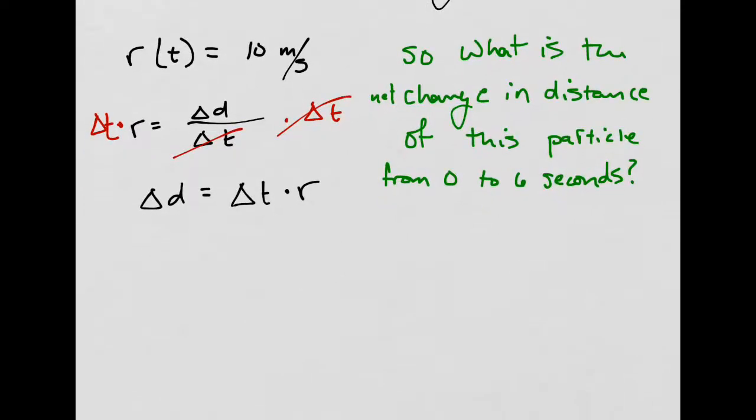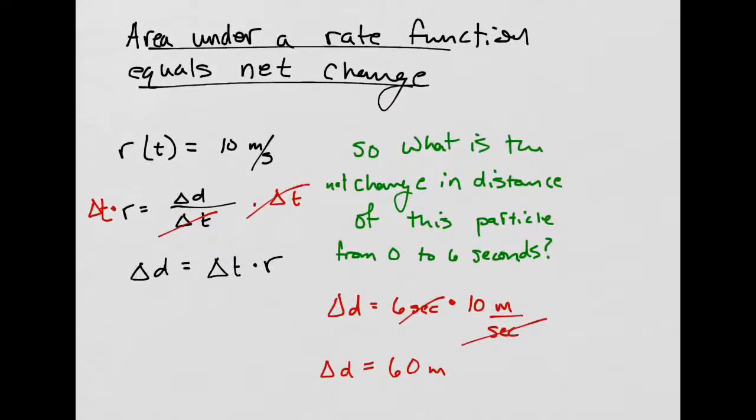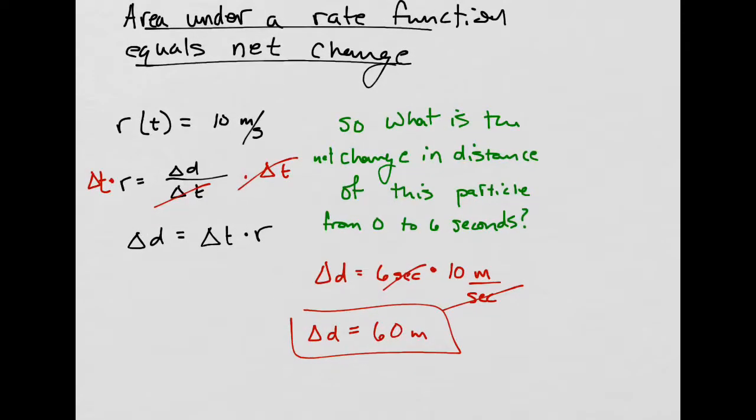Well, hopefully this makes sense. If we're traveling 10 meters per second for 6 seconds, of course, we're just going to multiply, right? And that's what we have here. 10 meters per second times 6 seconds. So that's just 10 times 6. That would be 60. And the seconds cancel out, and we're just left with the change in distance would be 60 meters. That's the net change in distance. So from 0 seconds to 6 seconds, the net change in distance is 60 meters.